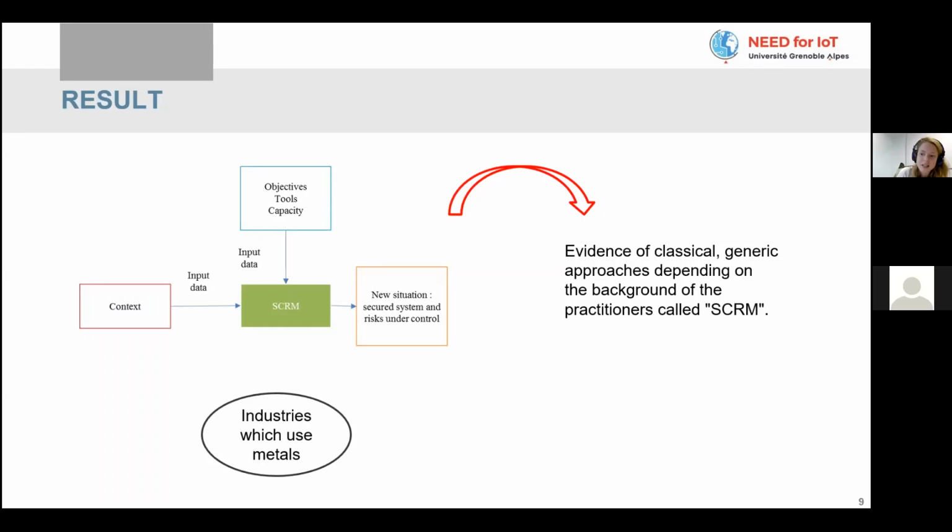Here we will talk about the industries which use metals. The point of this research is that the approaches that are proposed are not adapted to our industry. If the nanoelectronic industry uses this approach, it will not be very strong and it will not be really proactive. So we need to help them by adding other tools and other approaches, so that we can capture the reality of these undesirable events.